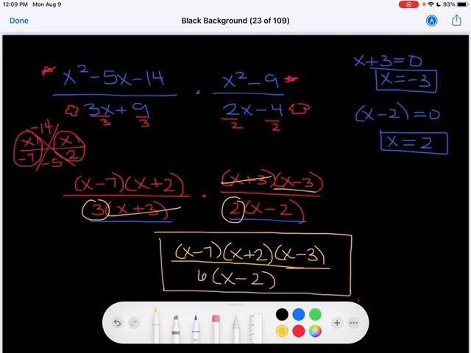And these up here, this negative 3 and this 2, those are excluded values. So I write x cannot equal negative 3 and 2. Because if they do, we'd end up with 0 in the denominator. And we don't want that because that would be undefined.